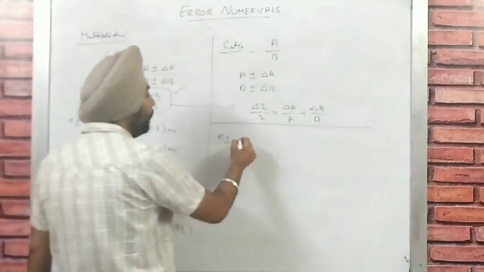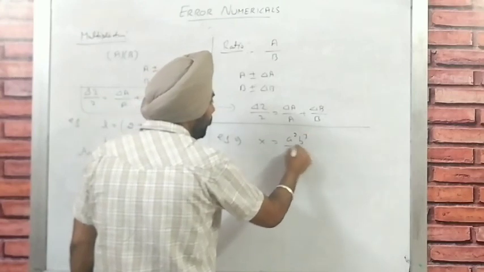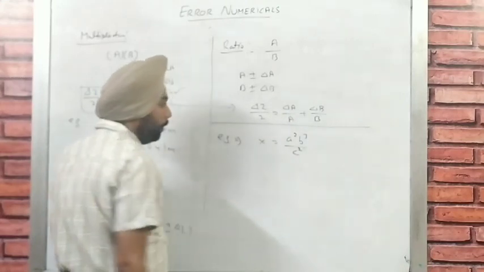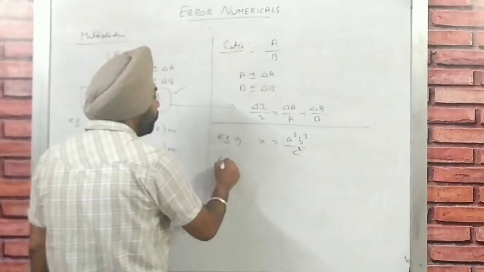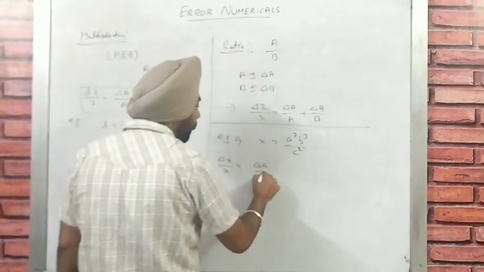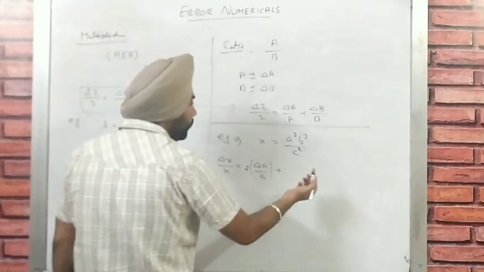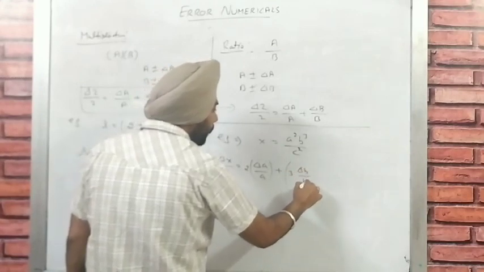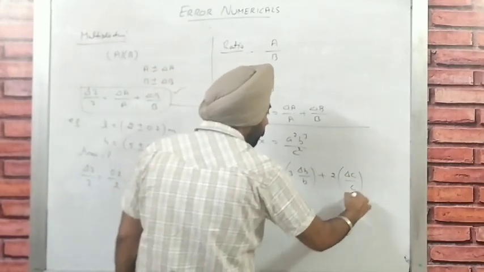If you want to find out the value of x, so if the value of a square b cube over c square is given to you, then how can you find out the relative errors? So relative error is going to be delta x upon x. So delta a upon a. Now the power is going to be multiplied here. So 3 delta b upon b, and similarly 2 delta c upon c.